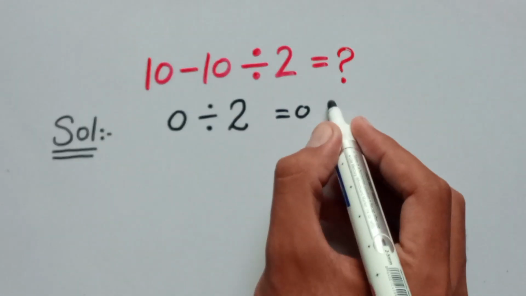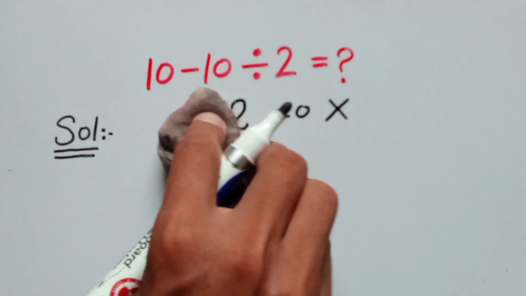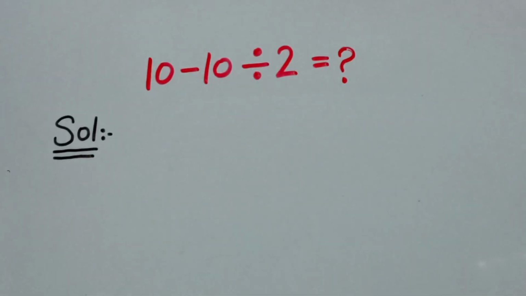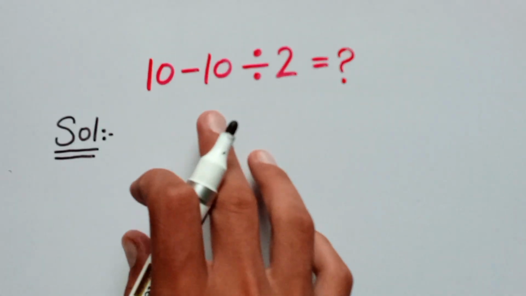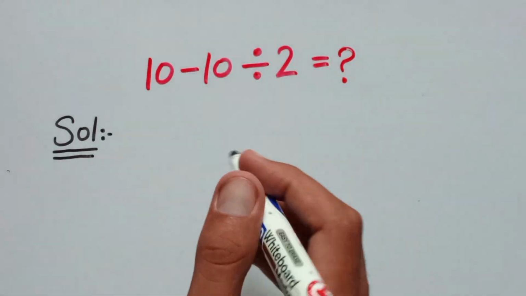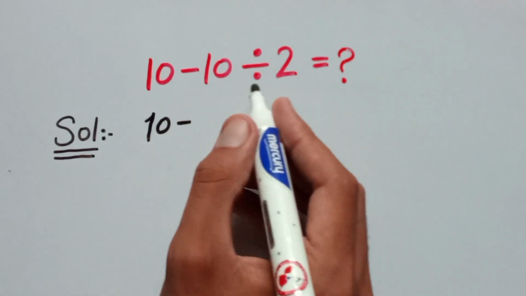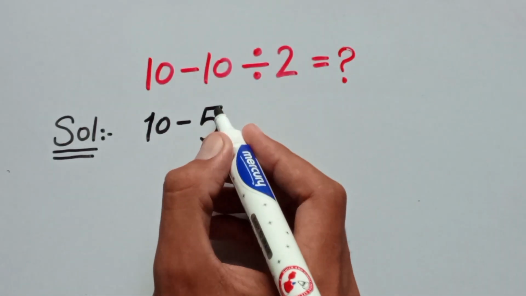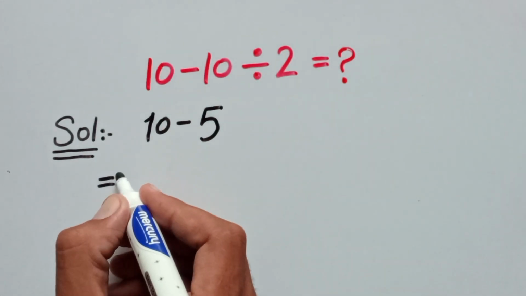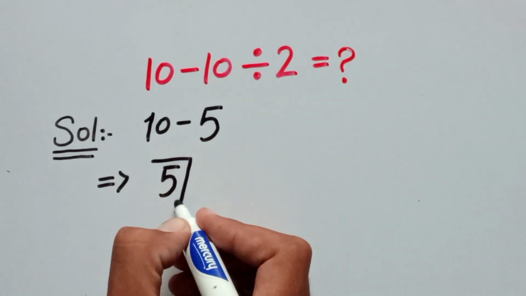But guys, this answer is wrong, because of the order of operations, which is PEMDAS. In PEMDAS, division has higher priority than the other operations. So firstly we solve the division: 10 divided by 2 is equal to 5. Now, 10 minus 5 is equal to 5. Guys, this is the final answer of this expression.